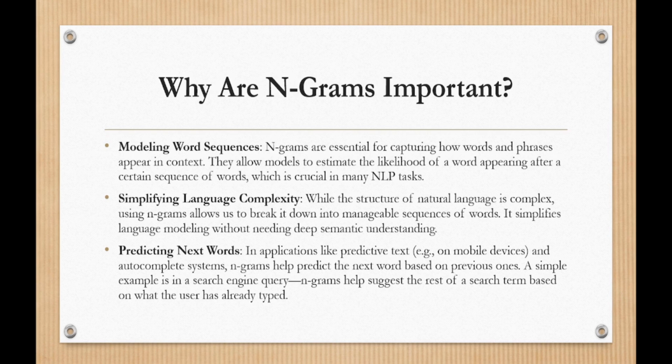Simplifying language complexity. Language can be tricky, but n-grams make it easier by breaking down long sentences into smaller, simpler chunks of words. We don't need to understand the full meaning of everything, just how words usually connect to each other. Predicting the next word. Have you ever used your phone and it suggests the next word while you are typing? The next word comes through the action of n-grams. It looks at the words you have typed so far and tries to guess what word might come next, like in search engines or while texting. So n-grams help to figure out how words fit together and make predictions about the next item.